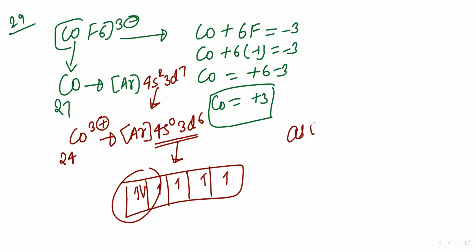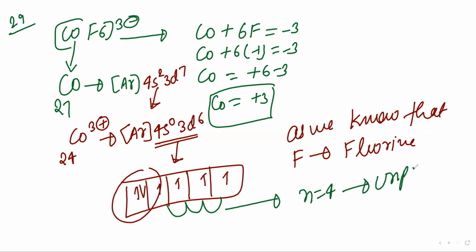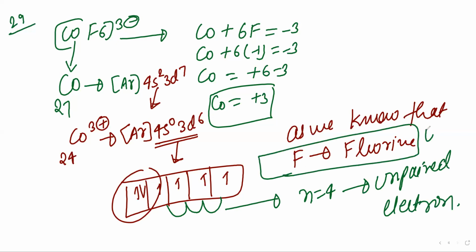And as we know that fluorine, F stands for here, fluorine is a weak field ligand, right? So it will not do the pairing. So no pairing will occur. So there are a total of 4 unpaired electrons. 1, 2, 3, 4. So n equal to 4 unpaired electrons are there. Right. So fluorine is a weak field ligand.